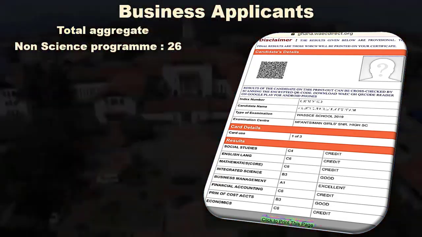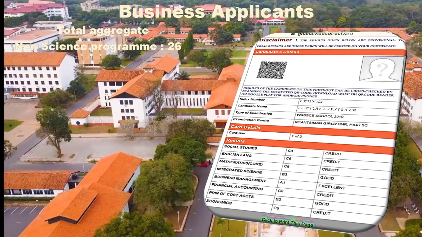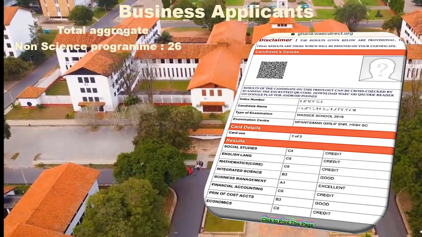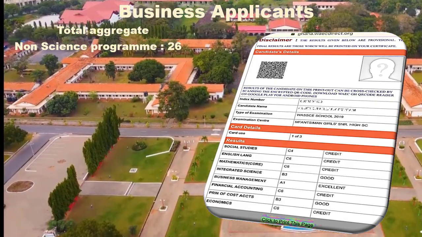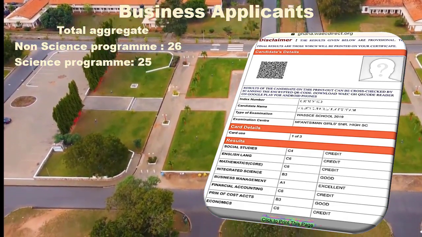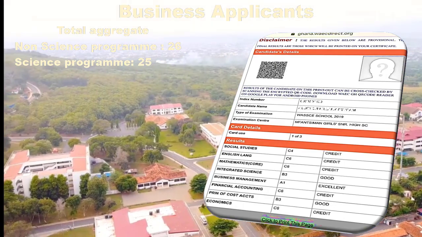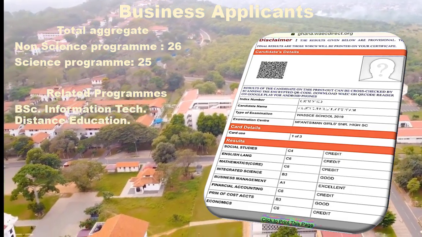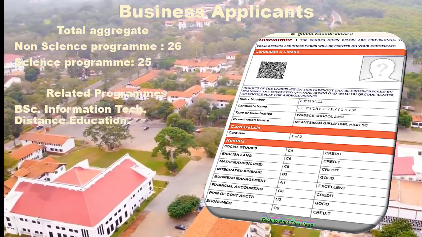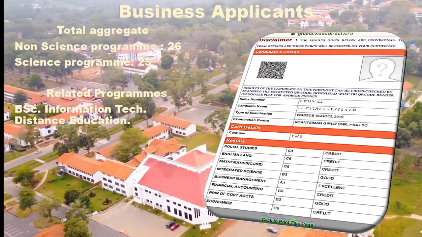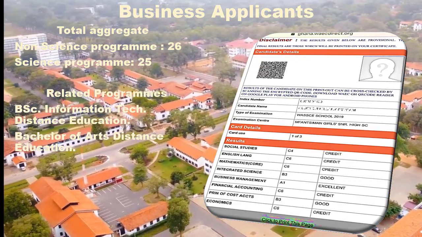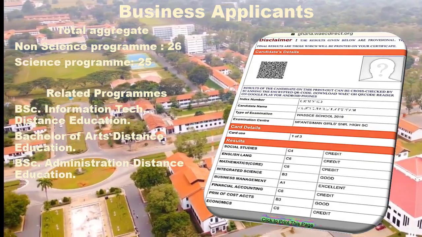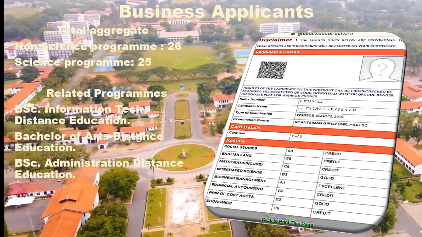Whilst for the science related programs, the University of Ghana is going to take the Integrated Science, the Core Mathematics, the English Language, as well as 3 of the best electives, which sums up to aggregate 25. So with an aggregate of 26 or 25, the applicant will only qualify for distance learning programs, and there is the Bachelor of Science Information Technology, which is run on the distance mode of study, the Bachelor of Arts, which is also run on the distance mode of study, as well as the Bachelor of Science in Administration, which is also run on the distance mode of study. Because this applicant has exceeded the general regular cutoff point, which is aggregate 24.